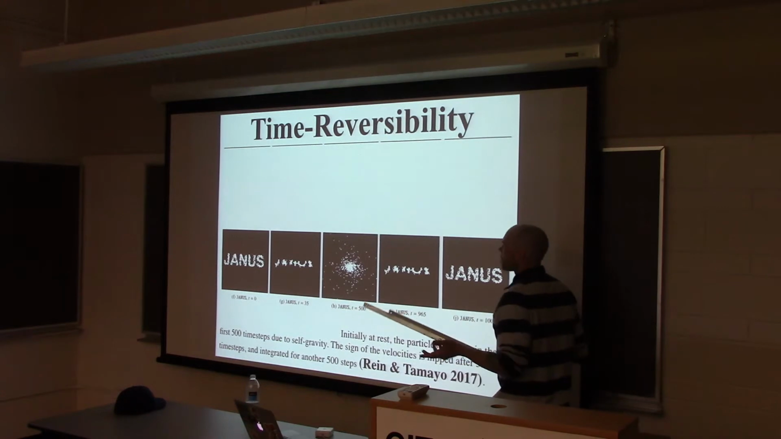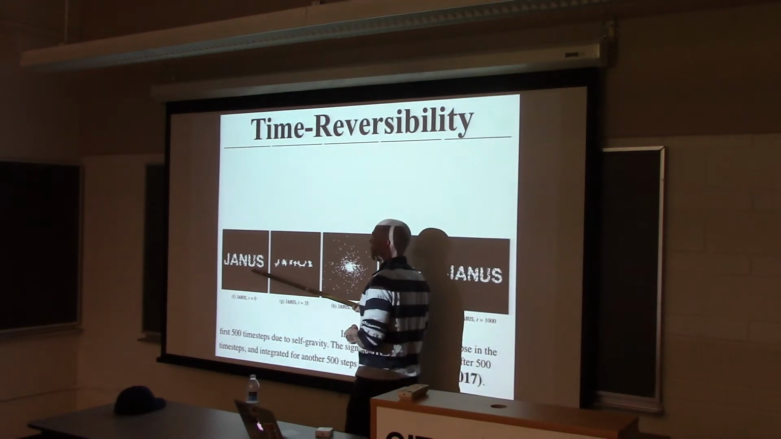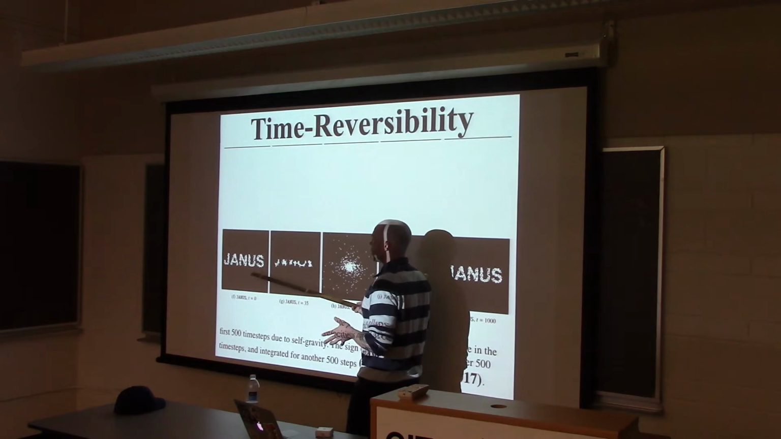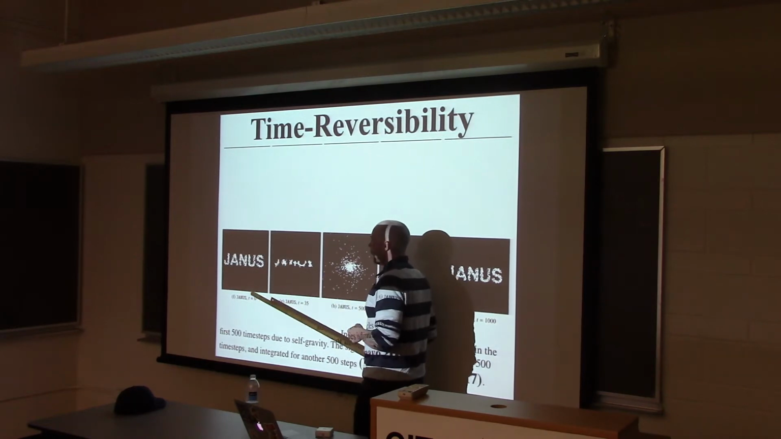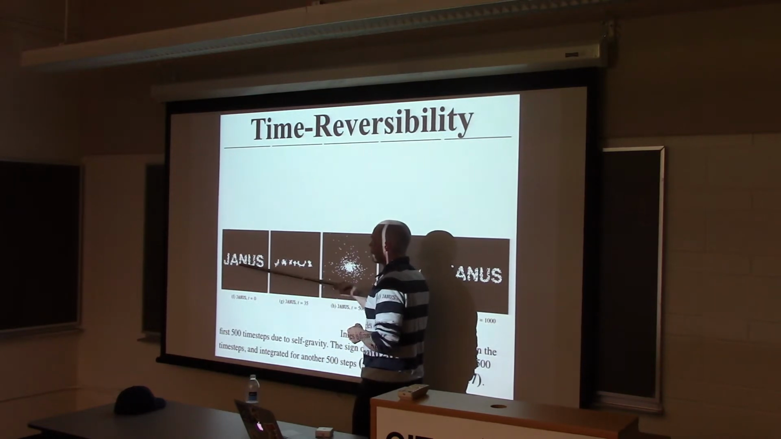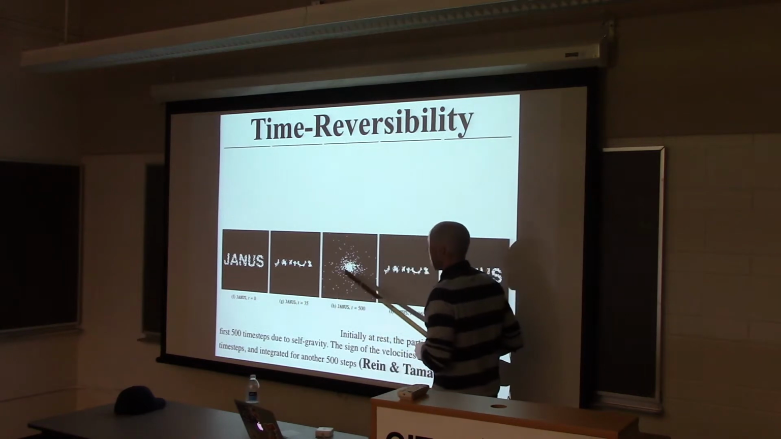So what these authors have done is set up a bitwise integrator that is strictly time reversible. They set up initial conditions where they spell out the name of the integrator, Janus, using 1,000 particles. They release the particles from rest at time t equals 0. Gravity is the only source of acceleration. And then they iterate forward for 500 time steps.